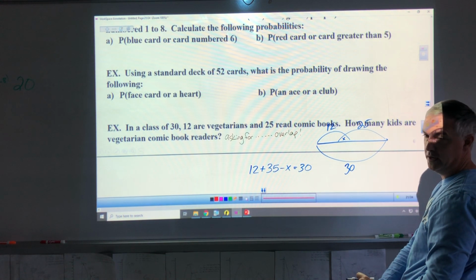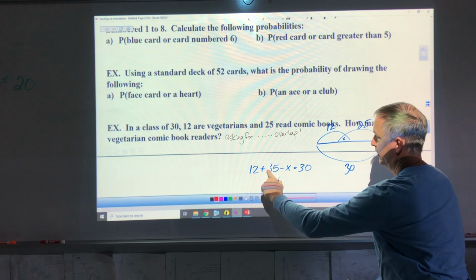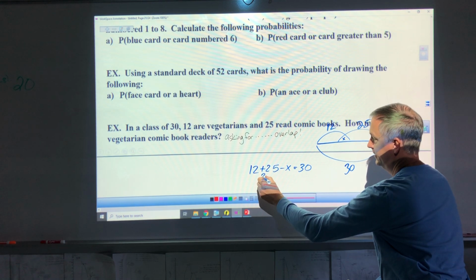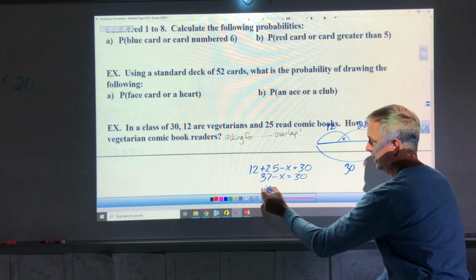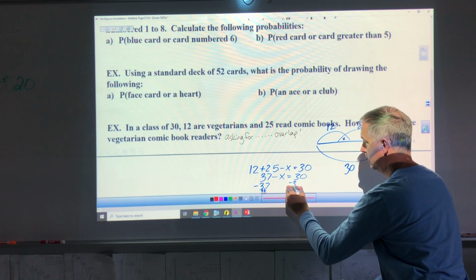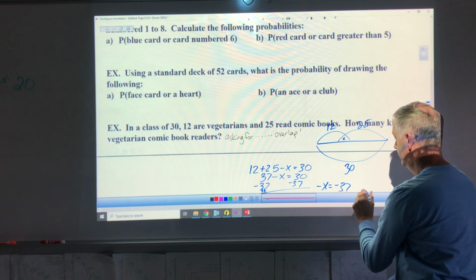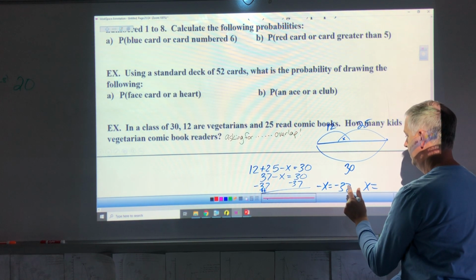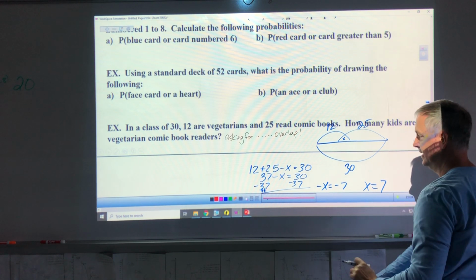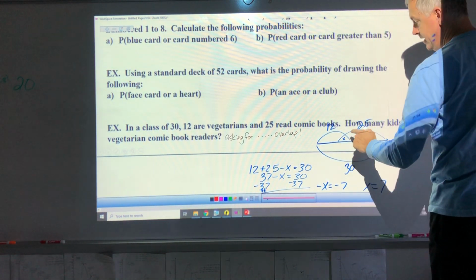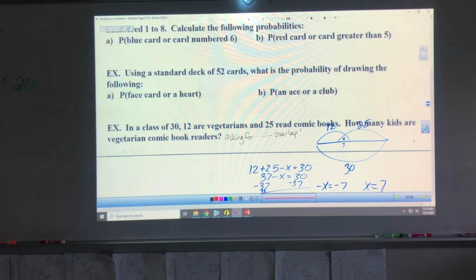So this is the problem we're going to solve here. So that's 25, excuse me, I'm sorry. So that's 37 minus x equals 30. Right? And you can kind of see how this is going to unfold. Negative x equals negative 7. Sorry. So x is 7. So 7 kids are vegetarian comic book readers.